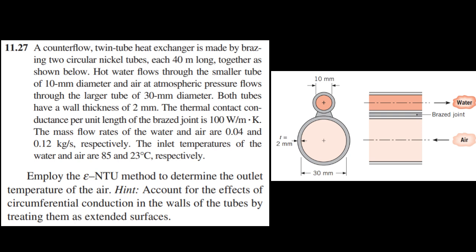We are also given a contact conductance of the joint between the tubes, the mass flow rates and inlet temperatures of both fluids. The problem does tell us that we should use effectiveness NTU and asks us to determine the outlet temperature of the air. They also give us a little hint here at the end that tells us to treat the tubes as extended surface. And then they also give us this little picture showing the two tubes and the two fluids going in opposite directions.